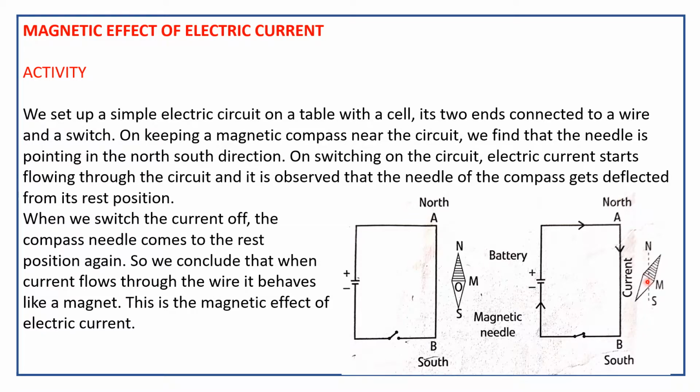When we switch the current off, the compass needle comes to the rest position again. So we conclude that when electric current flows through the wire, it behaves like a magnet. This is the magnetic effect of electric current.